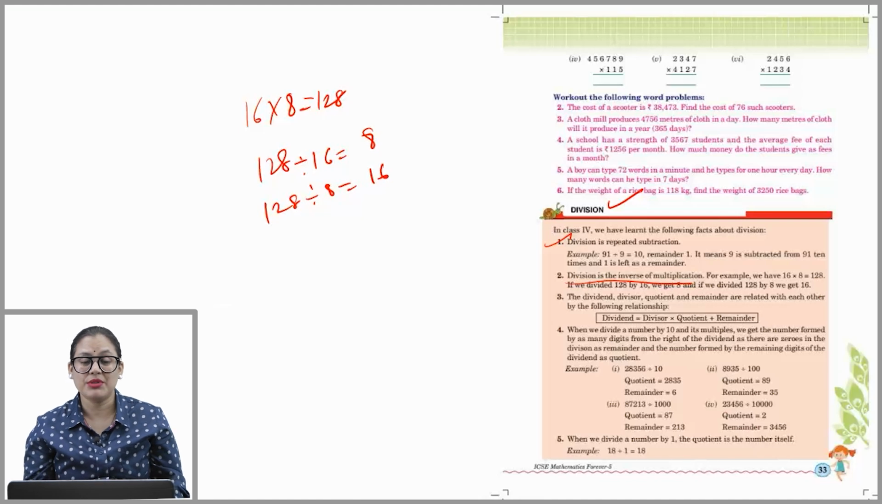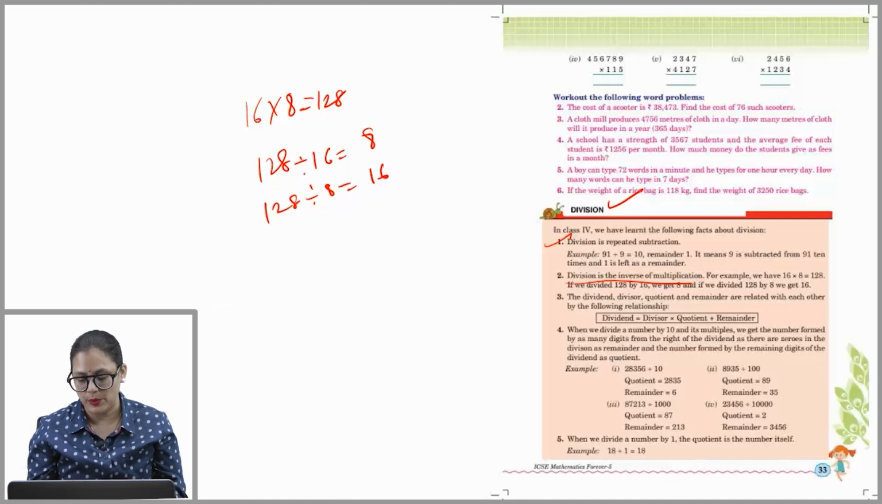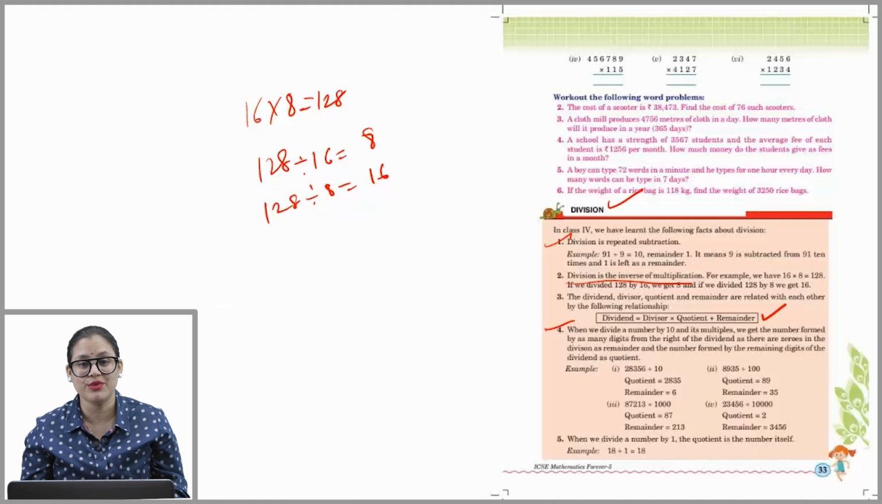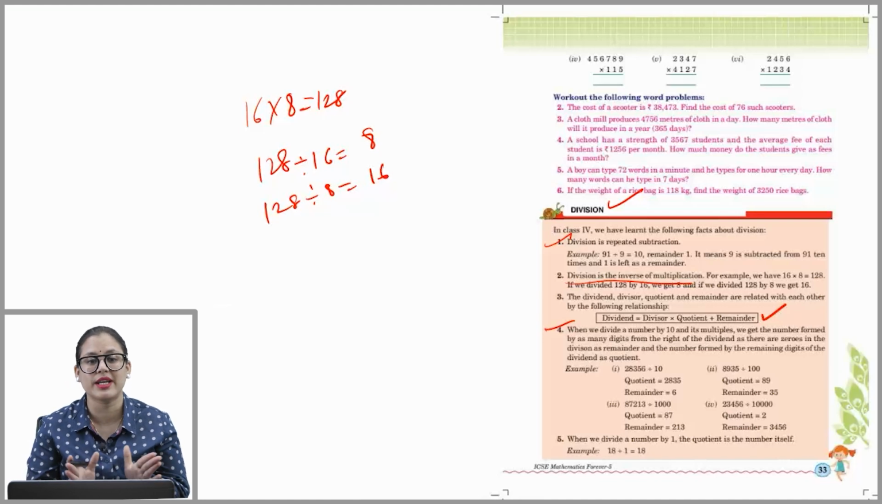Okay. Number 3, the dividend, divisor, quotient and remainder are related to each other by the following relationship. Okay, this is the relationship. Dividend is equal to divisor into quotient plus remainder. Okay. Number 4, when we divide a number by 10 and its multiples, we get the number formed by as many digits from the right of the dividend as there are zeros in the divisor as a remainder, and the number formed by the remaining digits of the dividend as quotient.